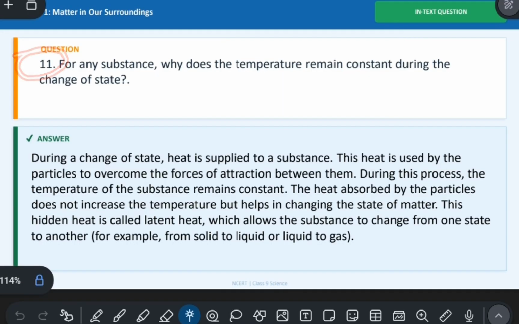Now question number 11. For any substance, why does the temperature remain constant during the change of state? During the change of state, heat is supplied to a substance. This heat is used by particles to overcome the forces of attraction between them. So, during this process, the temperature of the substance remains constant. So, the heat absorbed by the particles does not increase the temperature but helps in changing the state of matter. So, this hidden heat is called the latent heat, which allows the substance to change from one state to another.